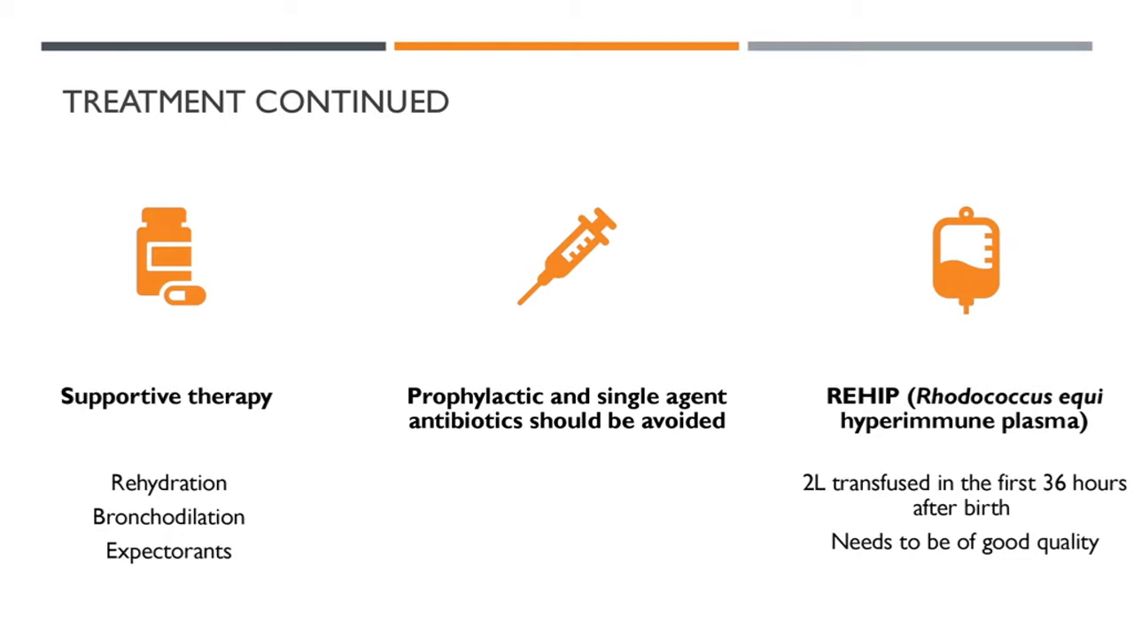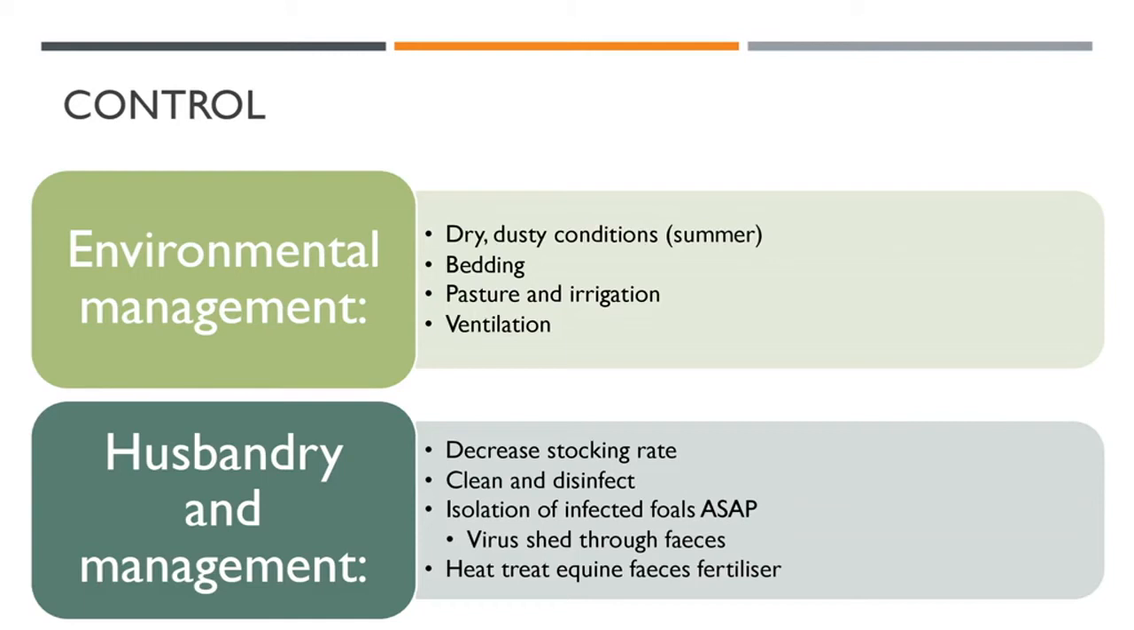Rehip, which is Rhodococcus equi hyperimmune plasma, has also shown promise, and 2 litres can be infused prophylactically in foals if they are under 36 hours old. The most effective control measure is environmental management. Rhodococcus equi is a soil saprophyte, so dusty conditions, dusty bedding and stocking rates should be minimised, while pasture, irrigation and ventilation maintained to decrease the risk of any aerosol transmission. Any equine feces fertiliser used on the property must be heat treated prior to application. Husbandry is imperative to control bacterial outbreaks, including thoroughly cleaning and disinfecting stables and separating sick foals.